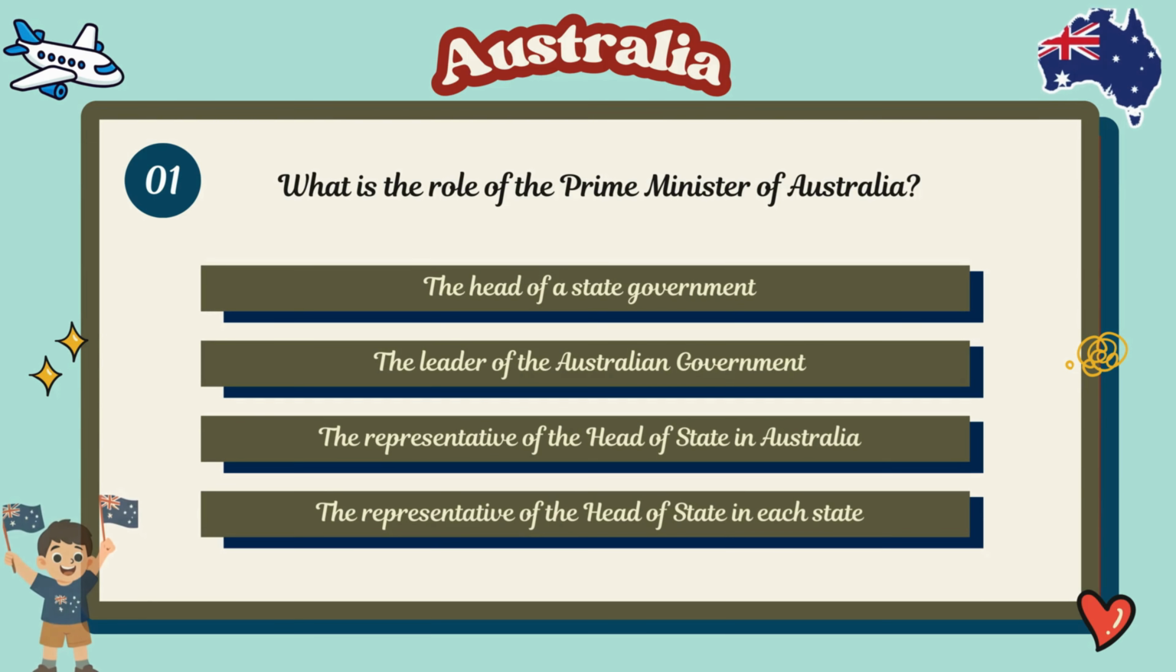Question 1. What is the role of the Prime Minister of Australia? A. The head of a state government. B. The leader of the Australian government. C. The representative of the head of state in Australia. D. The representative of the head of state in each state.